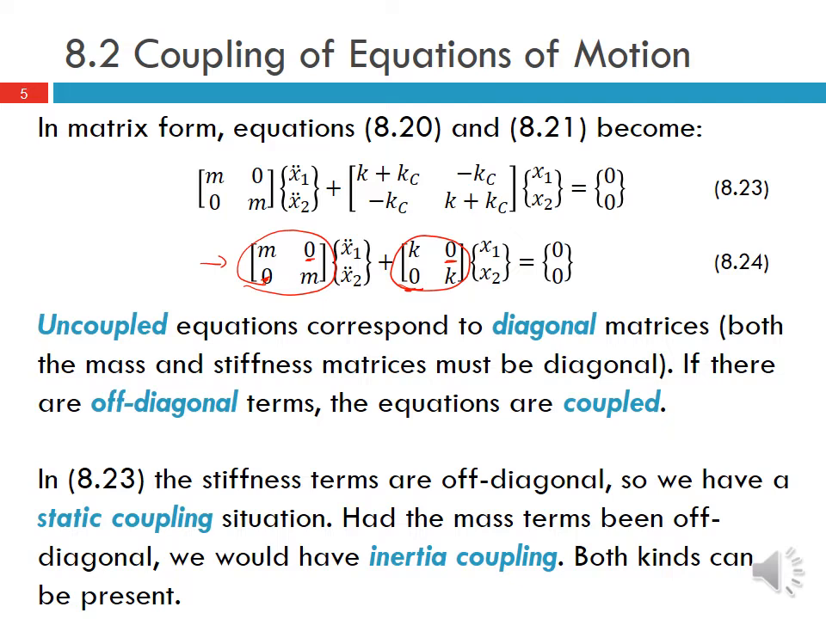Now in 8.23, the stiffness terms are off-diagonal, so we have what's called static coupling. So here the stiffness matrix is not diagonal. If the mass matrix had terms that were off-diagonal, we would have what's called inertia coupling. Both kinds of coupling can be present in any given system.